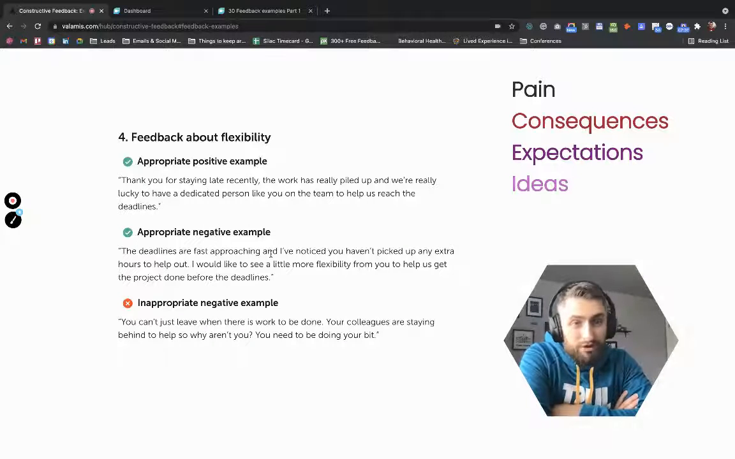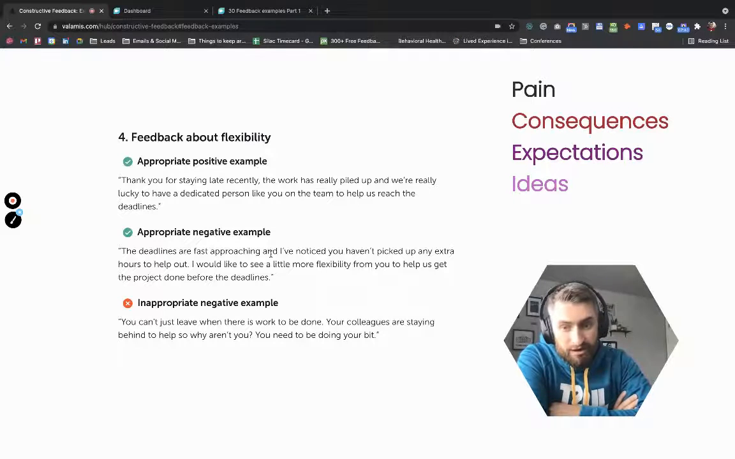Like that's pretty clear pain. That's good. The consequence is not quite there, right? Like basically, maybe it should describe like because you haven't helped out, we're behind, and everybody else has done something or something like that. But the nice thing is at least the expectations are clear. I'd like to see more flexibility to help us get this project done.